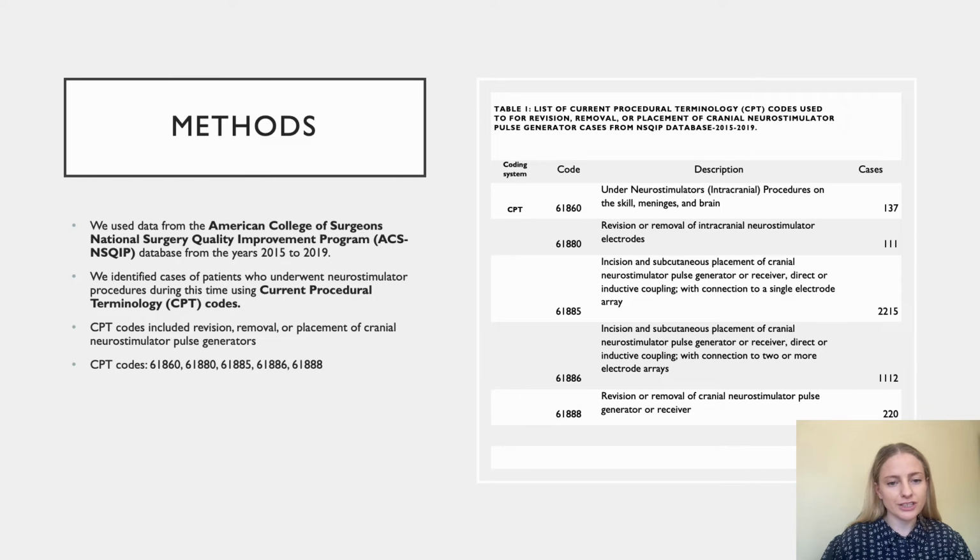You can see the codes that we used on the right-hand side, and these codes encompass patients that had undergone revision, removal, or placement of cranial neurostimulator pulse generators. The code that we used the most was the placement of a cranial neurostimulator pulse generator.